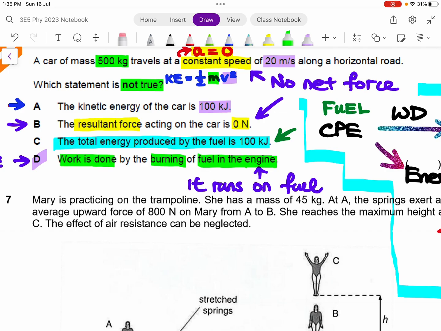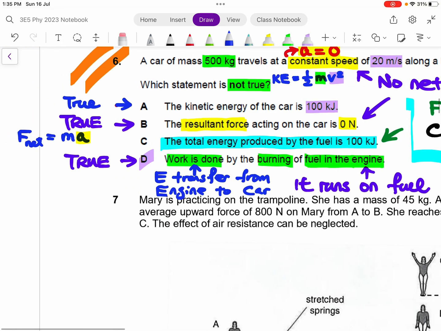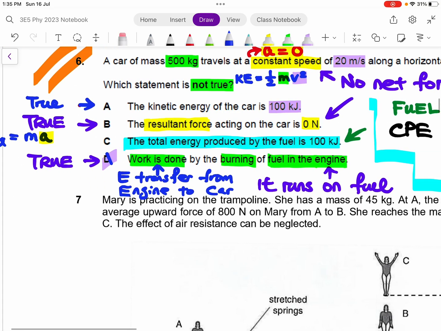When you burn the fuel, the chemical potential energy is being released. Some of this energy will heat up the engine, and some of it will be transferred to the car. So work done is telling you that there is energy transfer from the engine to the car, and that must be true, right? Because that is how the car gets its kinetic energy. So we know that D is also true. So let's look at C. What's wrong with C and why is it not true?